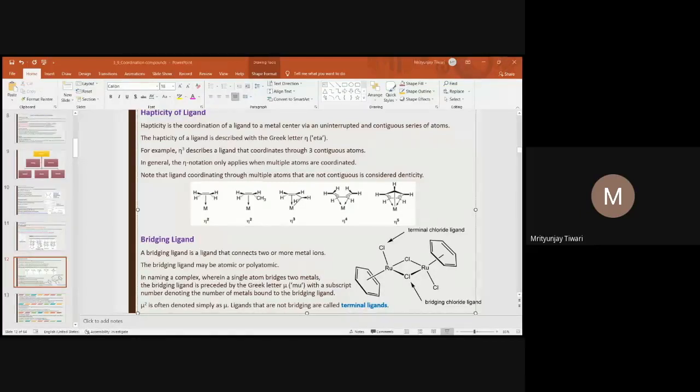Similarly, chloride or water can be a bridging ligand, so it can donate even two of its lone pairs of electrons. But in counting the coordination number, we count only one for each water molecule, even if it behaves as a bridging ligand. Let us now look into homoleptic and heteroleptic complexes.